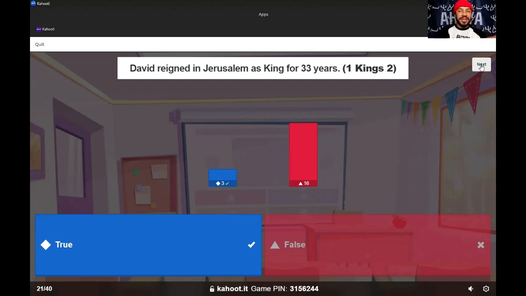Here is the answer. It's verse 11 of the same chapter here, chapter 2. "And in the days that David reigned over Israel were 40 years. 7 years reigned he in Hebron, and 33 years reigned he in Jerusalem," which is the question. David reigned in Jerusalem as king for 33 years. We still round into 33 regardless. That's verbatim in scripture, and that's what I was using.